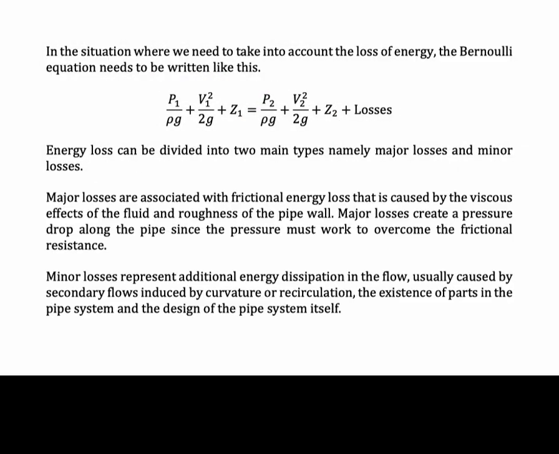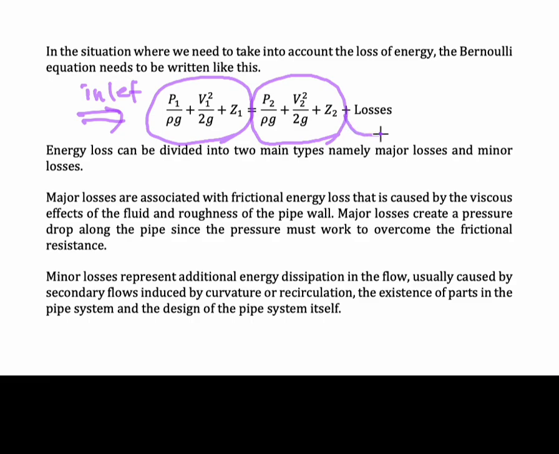In the situation where we need to take into account the loss of energy, the Bernoulli equation needs to be written like this. So we need to change the way we express the Bernoulli equation. We write the Bernoulli equation at point number 1, which is the inlet, equal to the Bernoulli equation at the outlet, and then we add an extra term that we call losses.